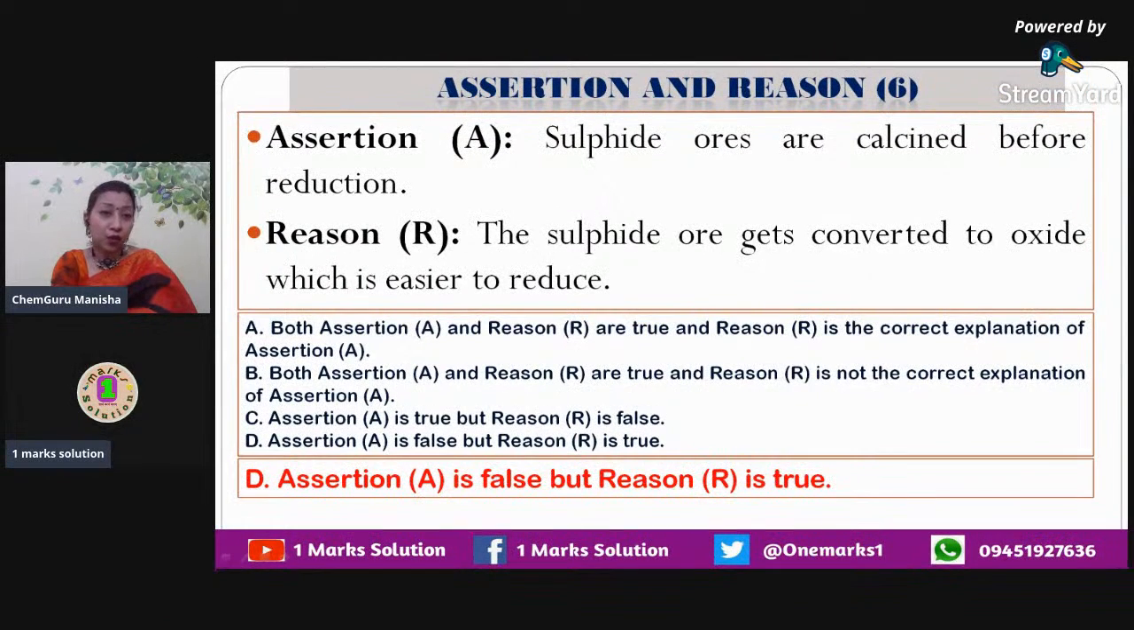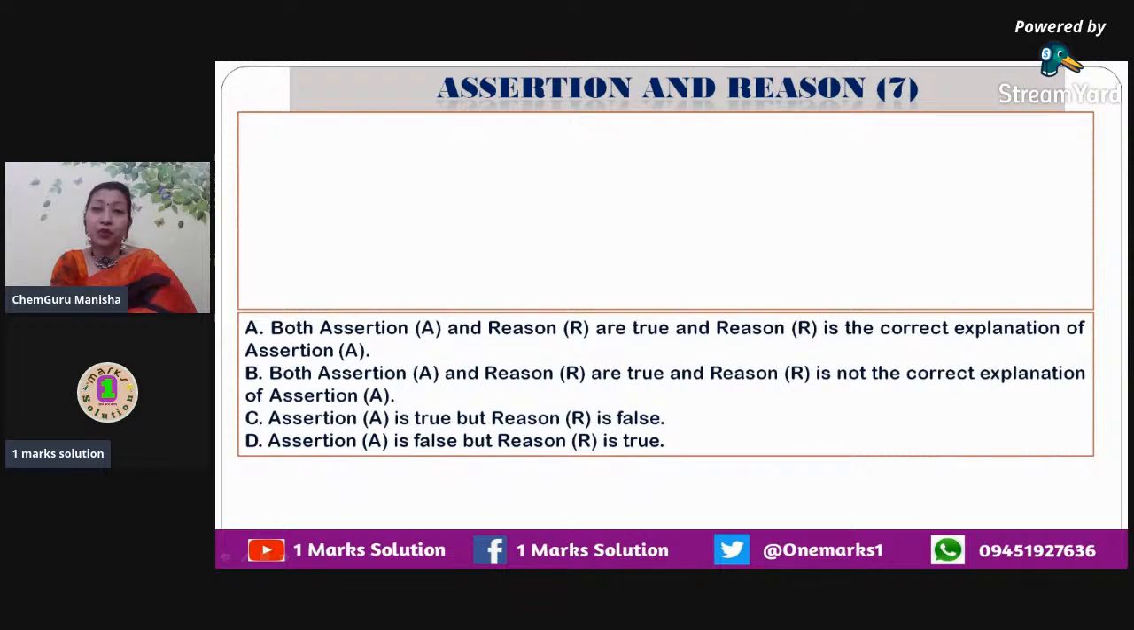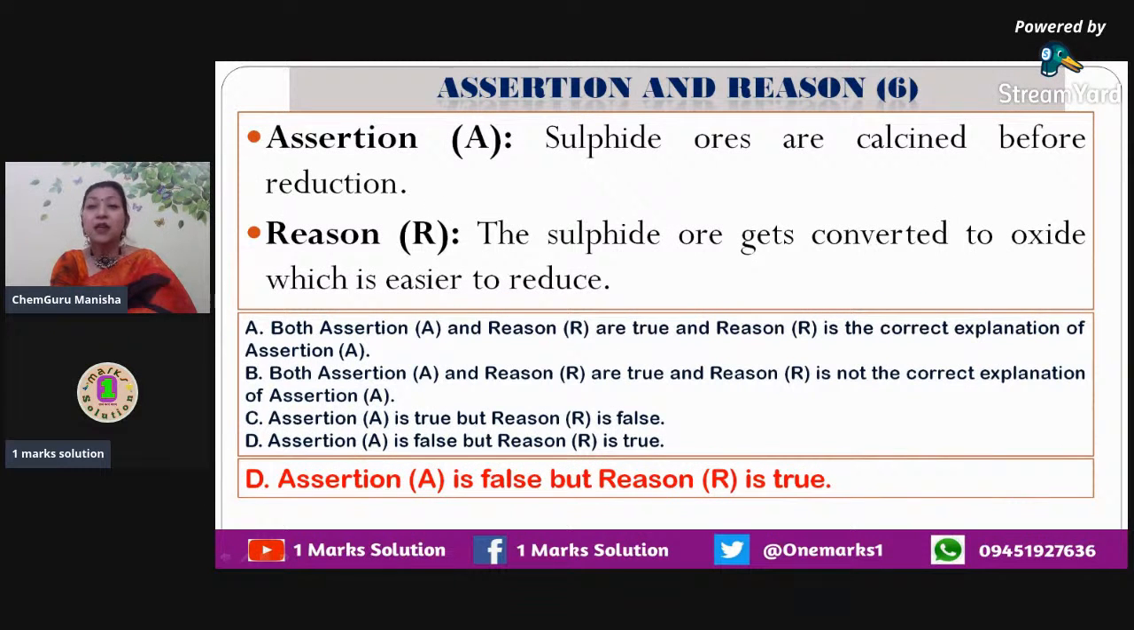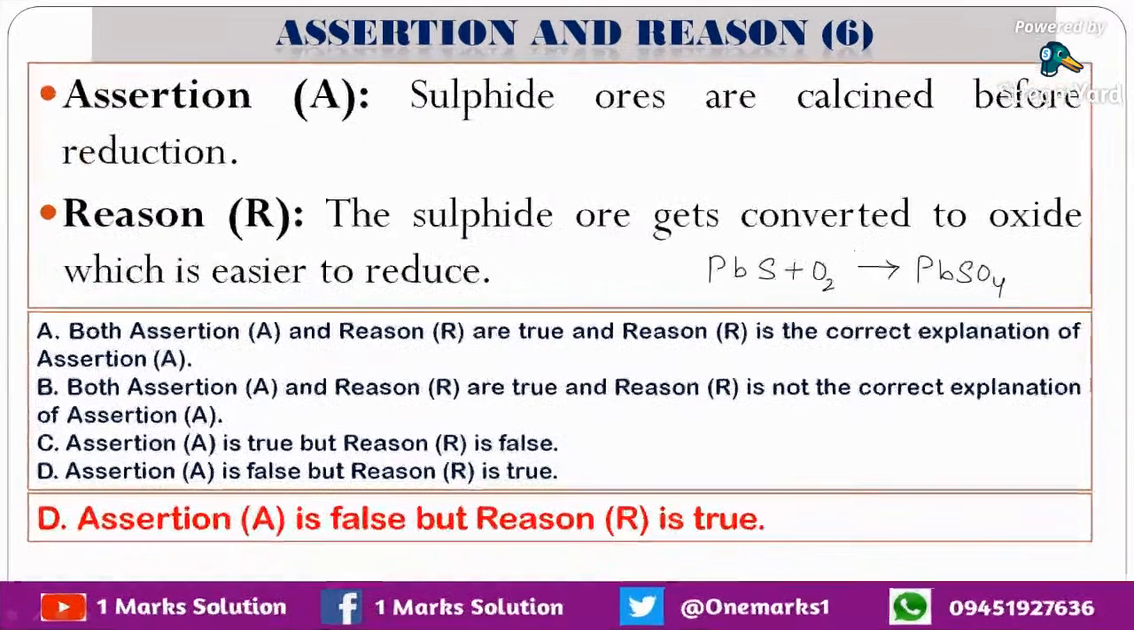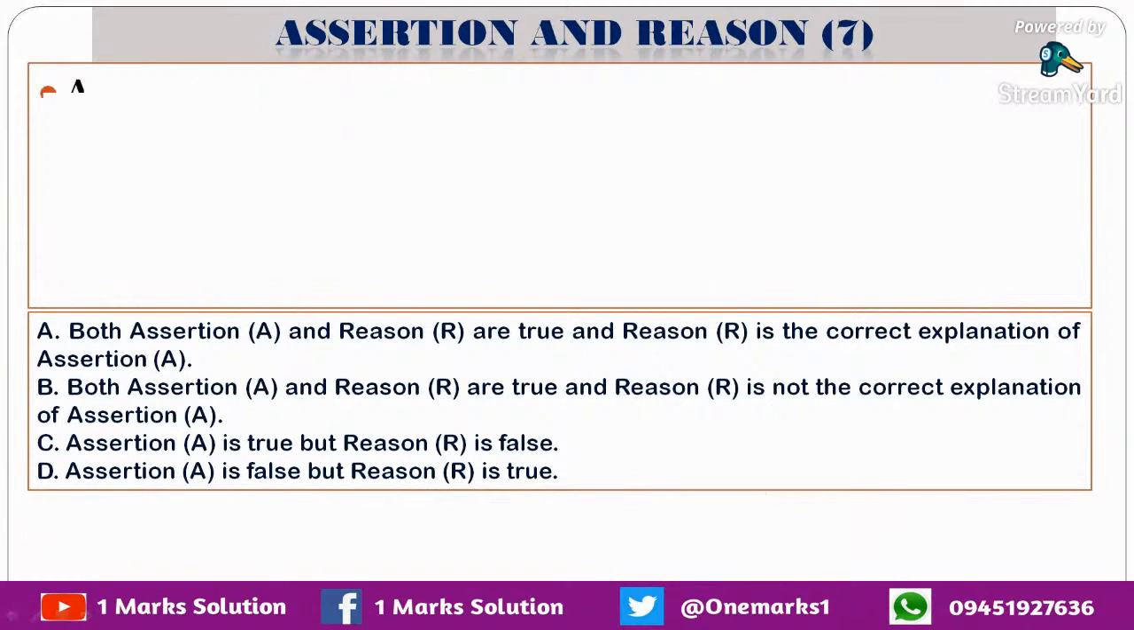Now assertion here is false because sulphide ores are calcined. They are not. Sulphide ores are roasted. So that is why assertion is false, but reason is true because sulphide ores are converting themselves to oxide. SO2 में convert होते हैं वो. So if you can recall, it's somewhere you must have done it already in junior classes. So you get something like this, or if not, then you may get Pb plus SO2. So you get this. So that is how we roast the compound.